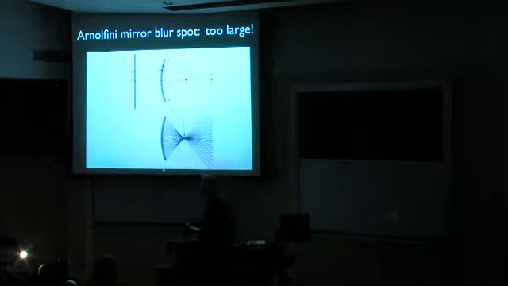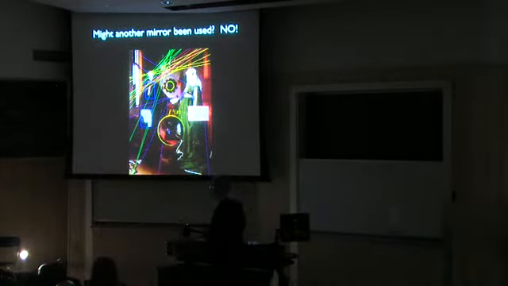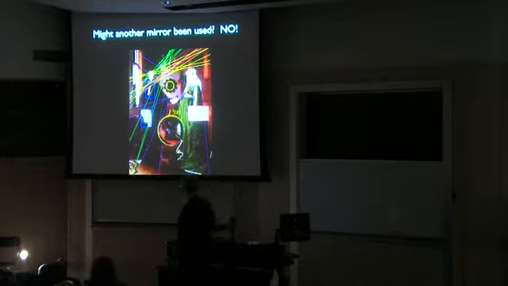And even if it had been perfectly shaped, the blur spot, the sharpest image you could possibly get, turns out to be about 1.5 centimeters across, much too blurry to get. So there's no question it could not have been used. But what about another mirror? If that mirror couldn't have been used, maybe another mirror. Well, is that possible? And the answer is no.